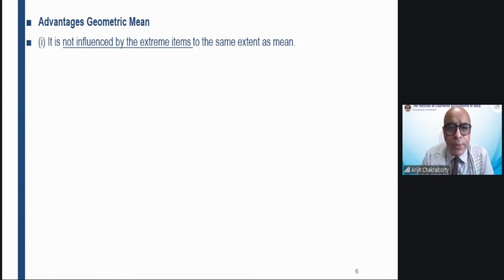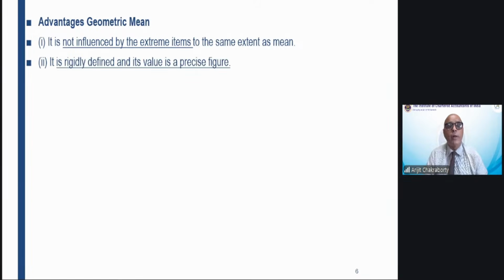In case of geometric mean, there will be certain effect. Even GM will be affected, but not to the extent of arithmetic mean. So geometric mean is more stable and it is not going to be influenced by extreme values to the same extent as arithmetic mean. So please remember this important point.